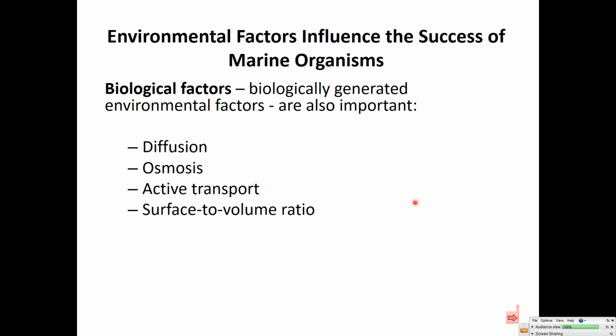So those are some examples of physical factors in the ocean that can act as limiting factors. Next, we have biological factors. These are factors that influence life as well. Some of these biological factors include diffusion, osmosis, active transport, and surface to volume ratio. Okay, we'll start with diffusion.